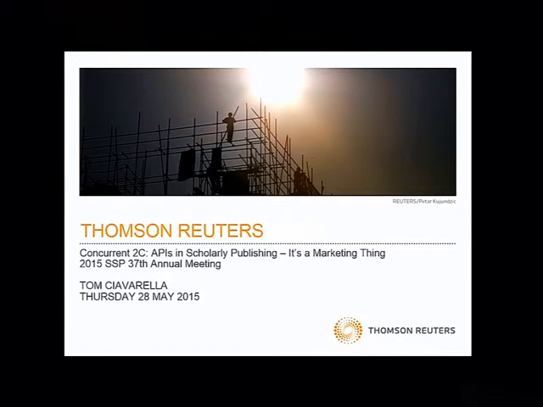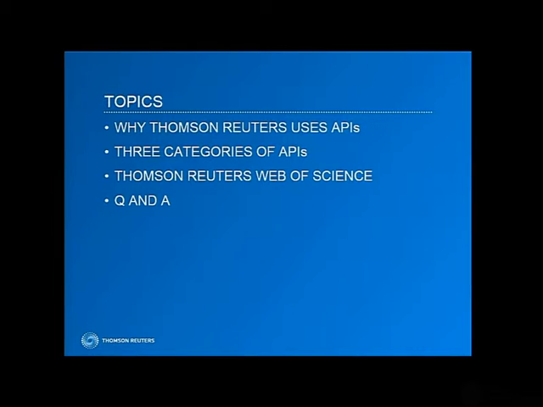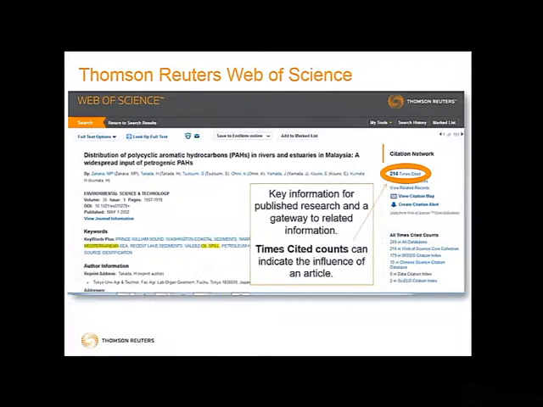So the publisher relations team is really the hinge between what happens inside of Thomson Reuters and what the outside world needs to know about their content and the products. So I'm going to break this down into 3 topics. I'm going to talk a little bit about APIs and why we use them specifically. I'm going to talk about 3 categories of APIs that Thomson is using right now. And as I said, I'm going to do all of this through the context of the Web of Science.